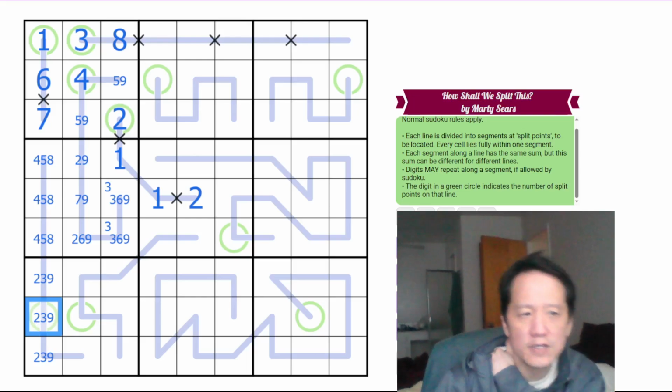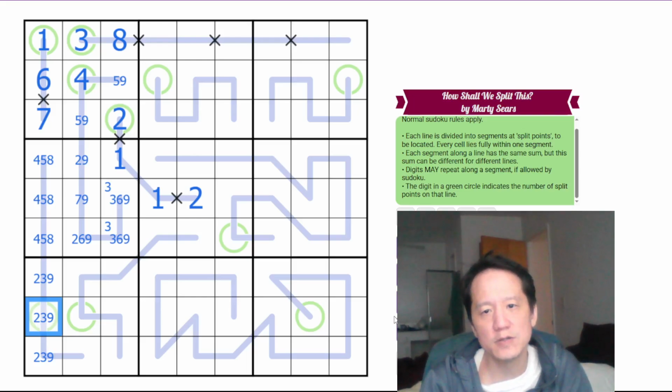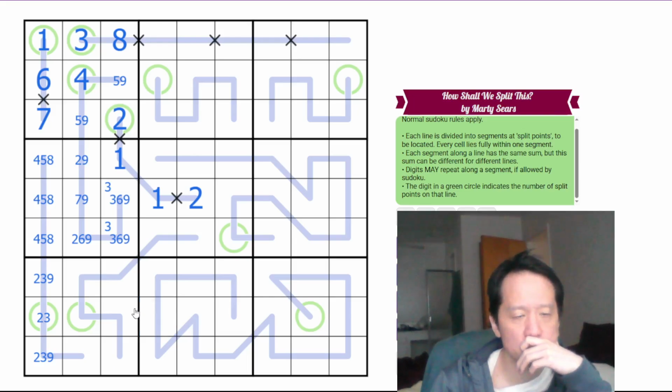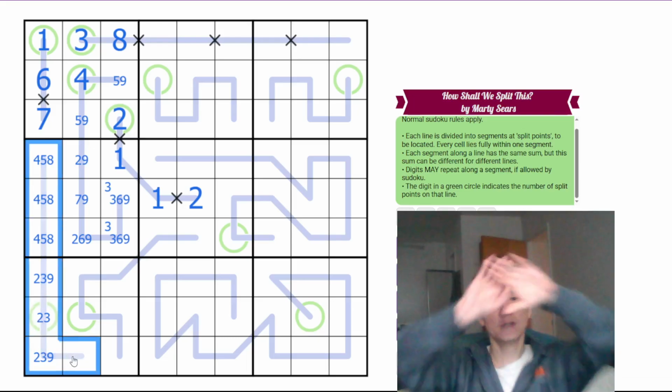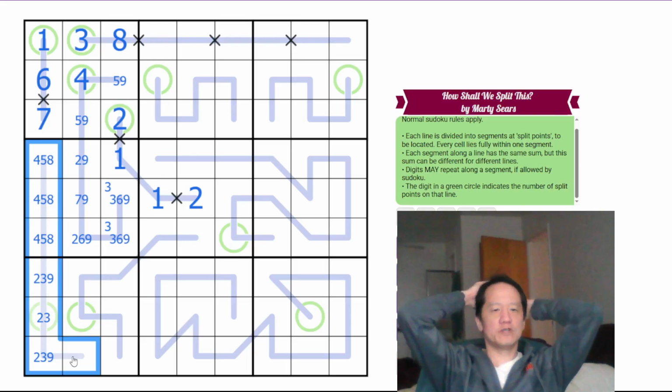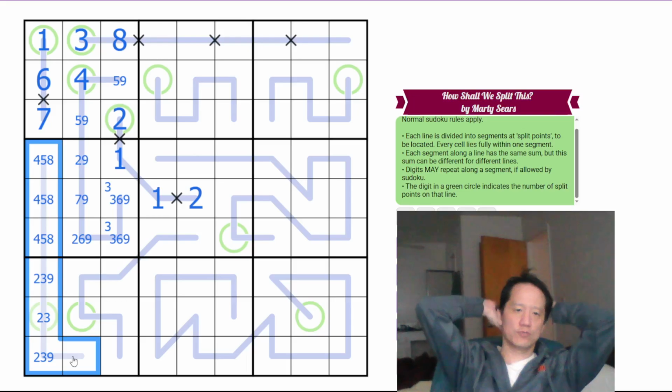9 obviously cannot be the number of split points in this line. So it's either 2 or 3. Therefore, it's either split into 3 or split into 4. We're not sure which.